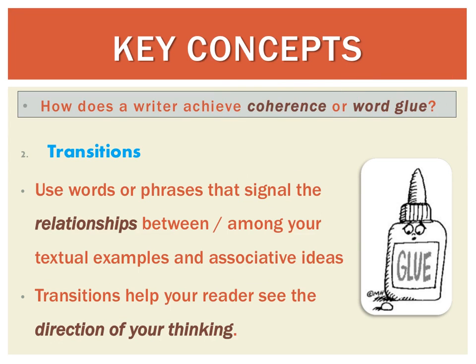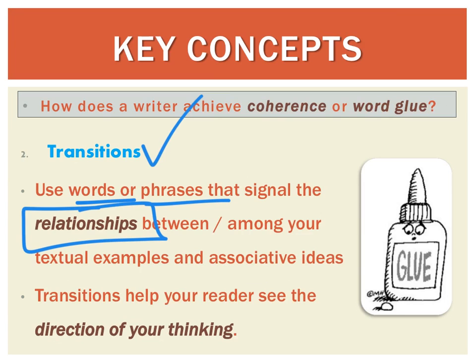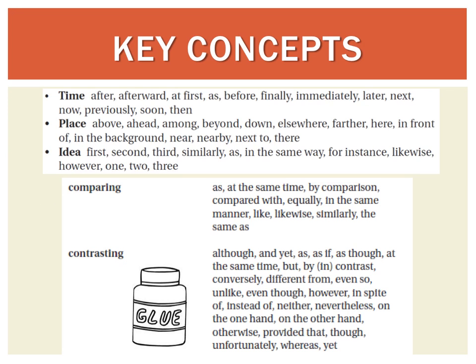Another way that you achieve this coherence or word glue is through using transitions. You use words and phrases in your paragraph constantly that signal the relationships between your examples and between your ideas. And in this way, you're doing a very consistent and deliberate job of showing the reader the direction of your thinking. Here's a pretty comprehensive list of transition words from the CEA book.